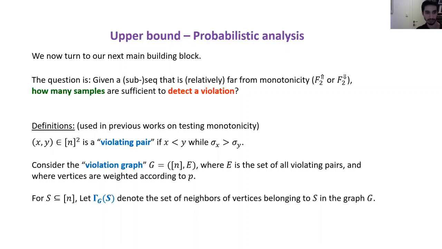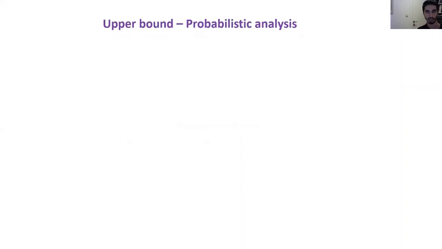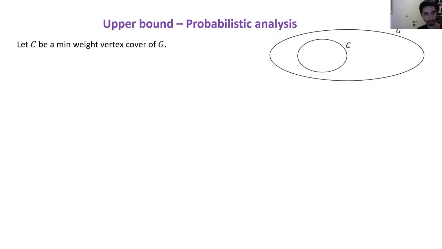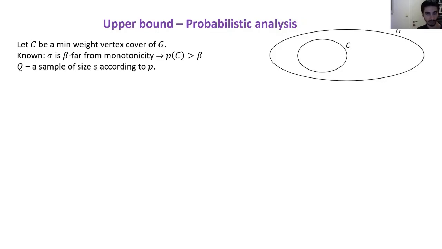For a subset of indices S, we denote by gamma of S the set of neighbors of vertices that belong to S in the graph G. I will now describe the high-level idea of the analysis. Let C be a minimal weight vertex cover of G. And let sigma be a sequence that is beta far from monotonicity. It is known that the weight of C is bigger than beta. Let Q be a sample of size S according to P.